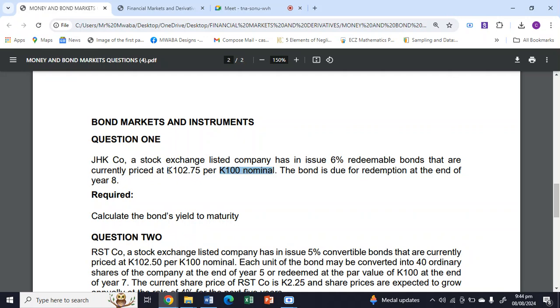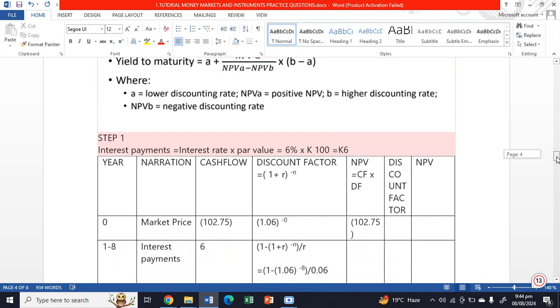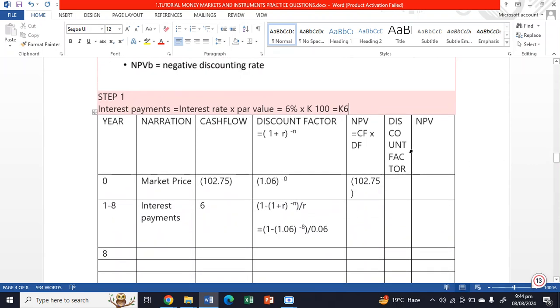Okay. This is the market price. This is how much you buy the bond for on the market. So that's the first thing you need to do. You need to calculate the interest payments. After you get the interest payments, we need to make this table here.